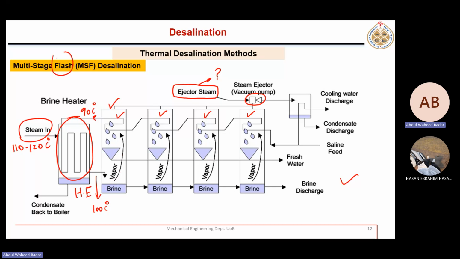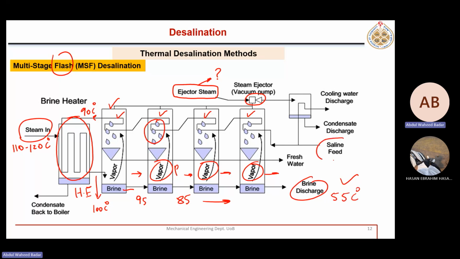We use the term flashing here, right? And here the temperature of the brine will reduce to about, for example, 95 degrees Celsius and then up to 85 and so on. So in this direction, the temperature of this brine is dropping, but the pressure is also dropping. So that's why in each stage, some vapor is generated, and that is condensed separately, right? Finally, maybe brine is leaving around 55 degrees Celsius, round about here.